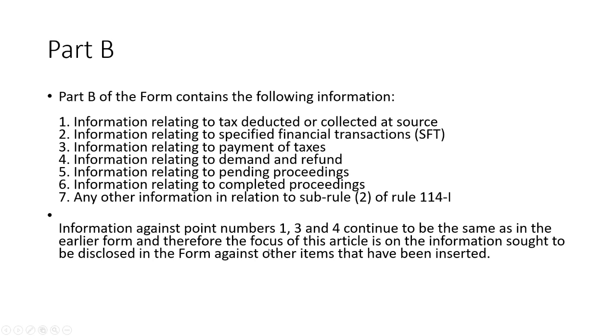So information point numbers 1, 3, and 4 continue to be the same. Earlier it was there: 1, 3, and 4, tax deducted, then payment of taxes and demand and all those things. Now all these other things are additional information that is contained in the new 26 EAS.